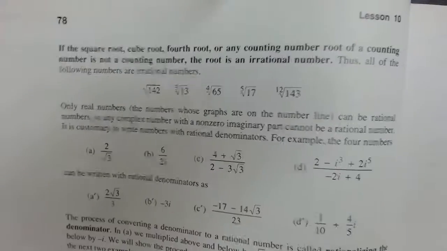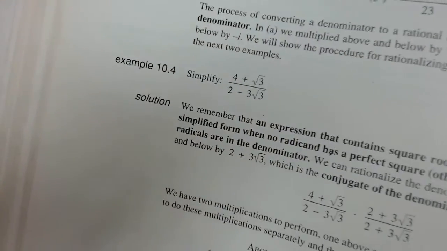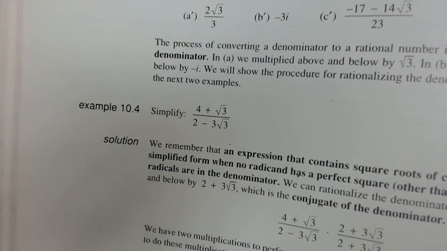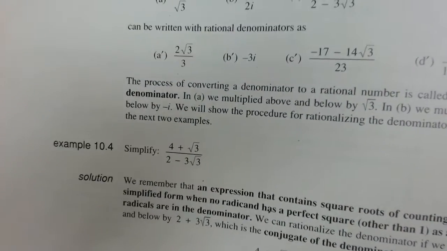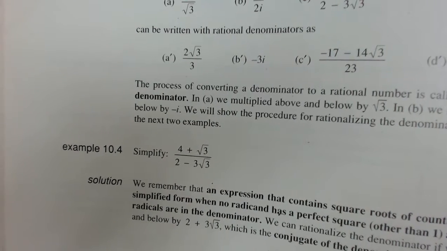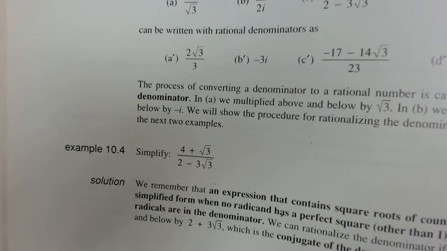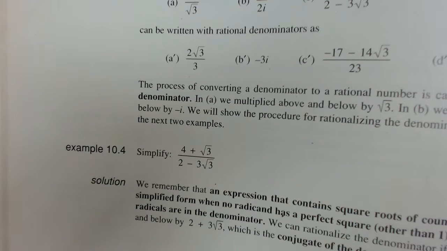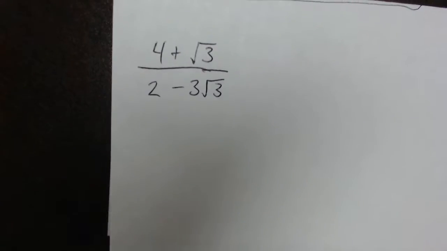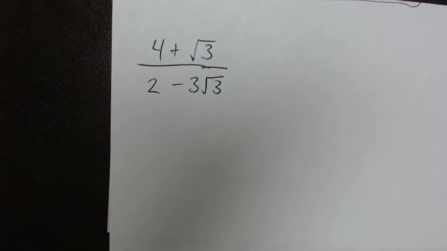So rational denominators, we'll have problems like this. Usually fractions with some type of radical or imaginary number, and we need to rationalize the denominator, meaning we have to turn it into a rational number. We'll just jump straight into it. In this example, we have 4 plus square root 3 over 2 minus 3 root 3.